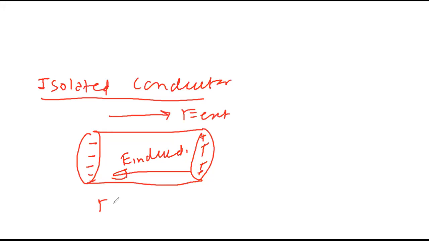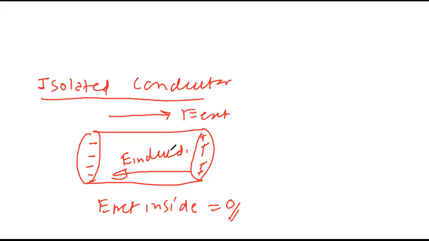So net E inside any isolated conductor is always zero, and we also know that flux is q upon epsilon naught. Net charge enclosed will be zero, so the field will be what? Zero. This much you have to remember.